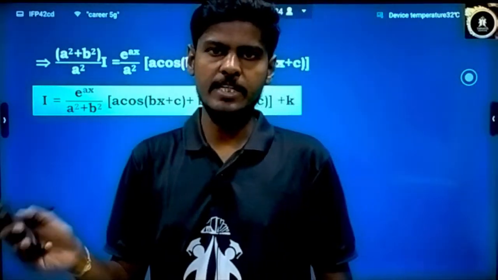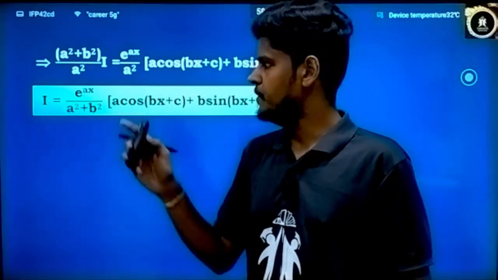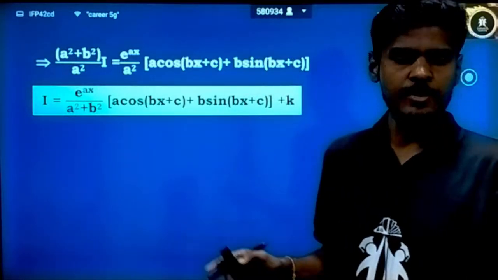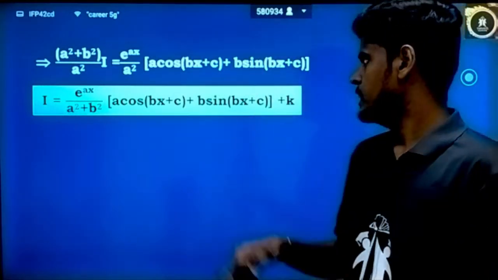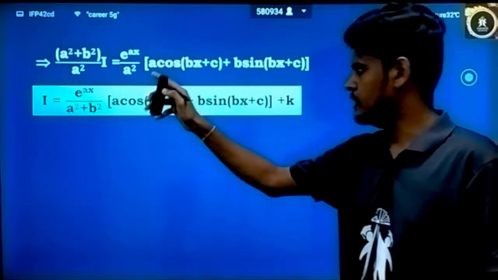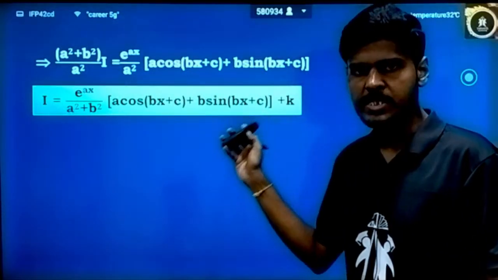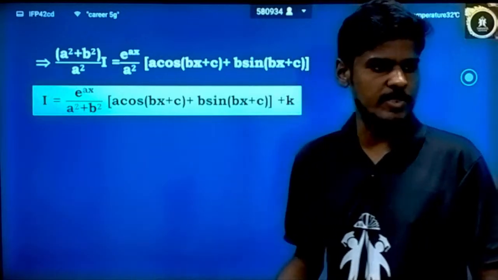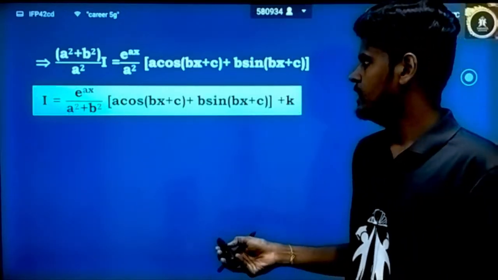The integration of e power ax sin bx is e power ax by a square plus b square into a sin minus b cos. Here a cos plus b sin is the difference. The integration of e power ax cos bx is a cos plus b sin, with e power ax by a square plus b square being the same term.